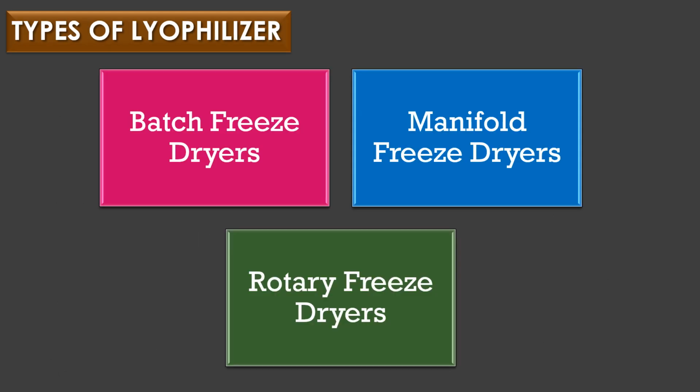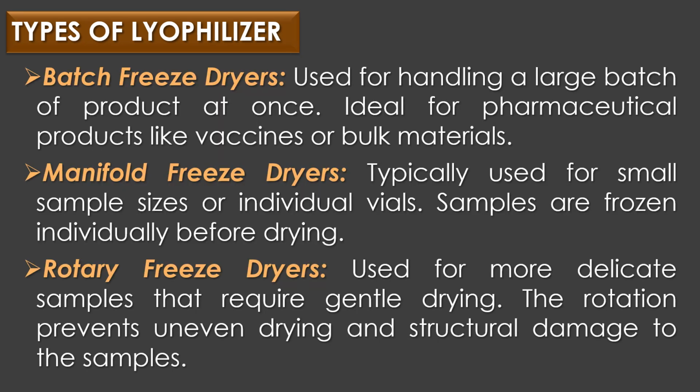Types of lyophilizer. There are three types of lyophilizers. They are batch freeze dryers, manifold freeze dryers, and rotary freeze dryers. The first type of lyophilizer is batch freeze dryers. The batch freeze dryers are used for handling a large batch of products at once. These batch freeze dryers are ideal for pharmaceutical products like vaccines or bulk materials.